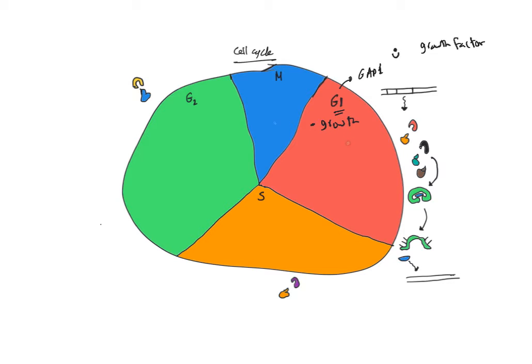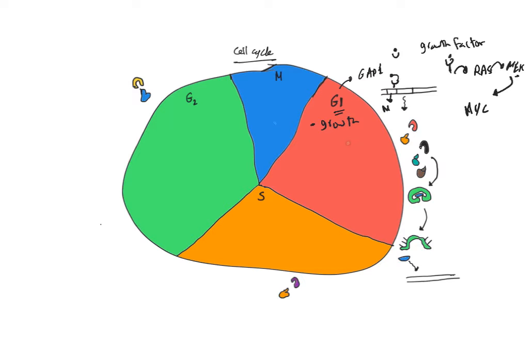This is the signal that says, okay, right now you need to grow more. So it goes and binds to a receptor, and then it goes inside of the cell. It activates RAS, and then RAS activates MEK, which is a kinase, and it keeps going until it reaches the MYC gene, which is right here.